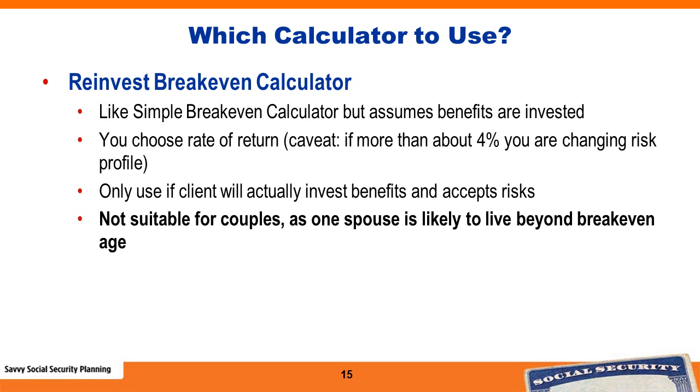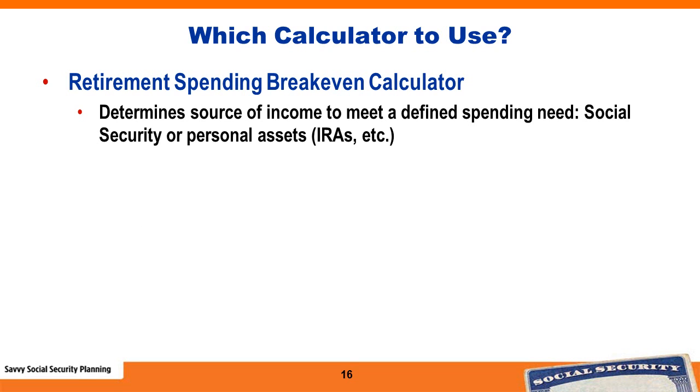Again, this calculator is not suitable for couples, as one spouse is likely to live beyond the break-even age and keep that higher benefit going. For early retirees, the Retirement Spending Calculator can help with the decision to withdraw funds from the IRA or start Social Security early. This calculator looks at the source of income to meet a defined spending need.